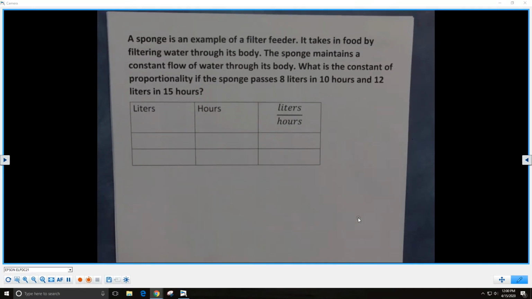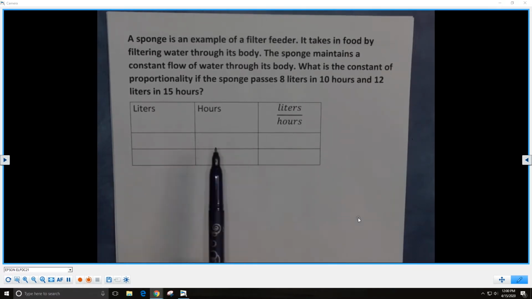A sponge is an example of a filter feeder. It takes in food by filtering water through its body. The sponge maintains a constant flow of water through its body. What is the constant of proportionality if the sponge passes 8 liters in 10 hours and 12 liters in 15 hours? It may be helpful to make a table in order to organize the information.